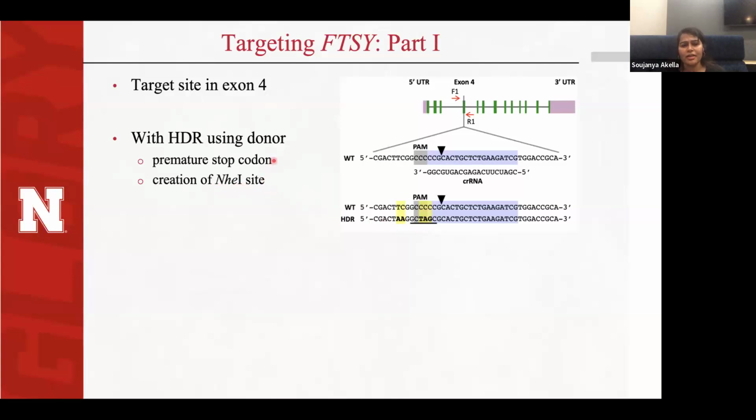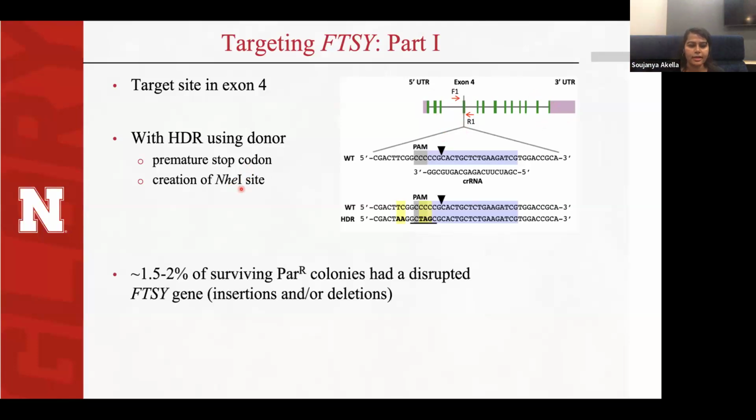Now, premature stop codon, why do we want that? If you successfully introduce a premature stop codon in your first exon, when you can see there is so much more to the gene, you're going to end up with a very truncated protein once that is actually expressed, which will achieve our goal, right? You've changed things very precisely, and you've most likely disrupted the protein. You'll end up with such a small protein when normally the wild type protein is going to be much bigger. So that's what the premature stop codon would be useful for. Creation of the NheI site is useful for screening, and I'll go over that. I think it's on the next slide.